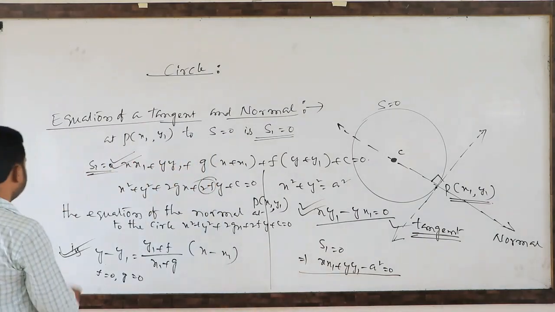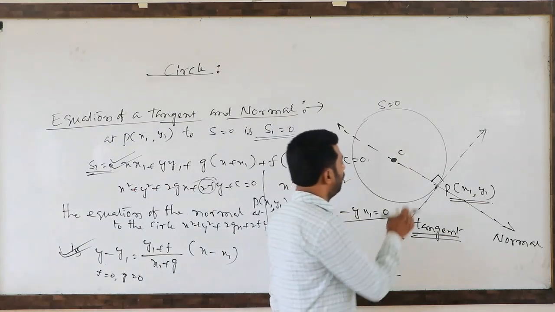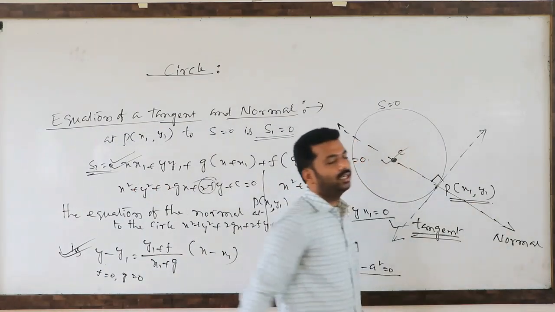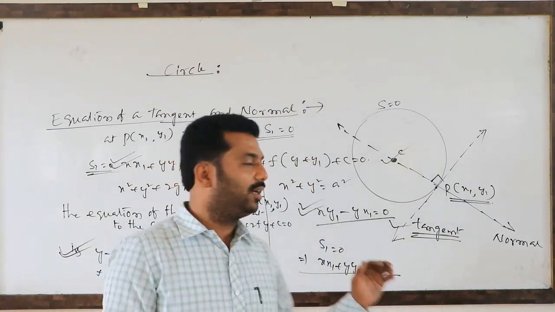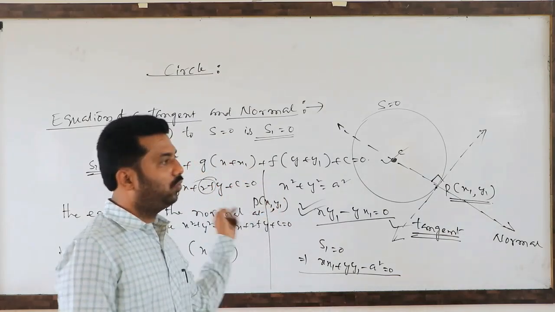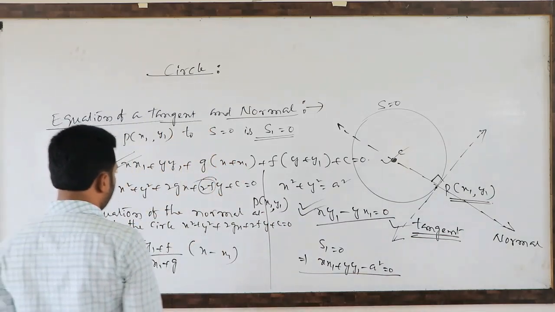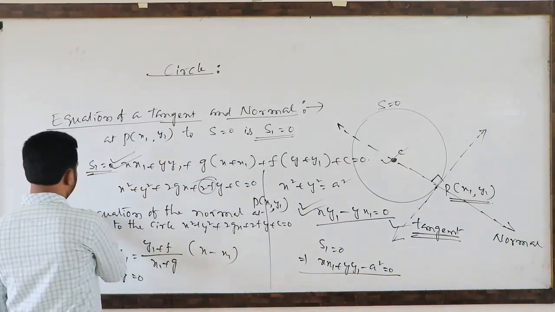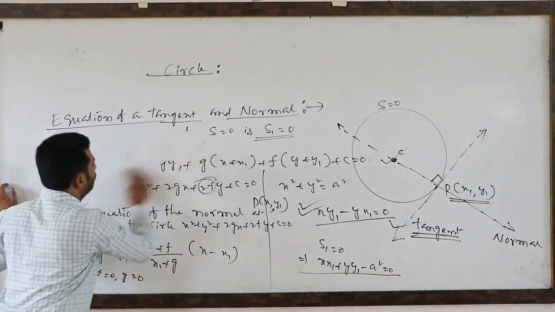Okay. So what is the normal? The normal always passes through the center of the given circle. So four options are there. You calculate the given circle's center and substitute that center in the four options. Whichever option satisfies is the equation of the normal. So that point you have to remember. Next.